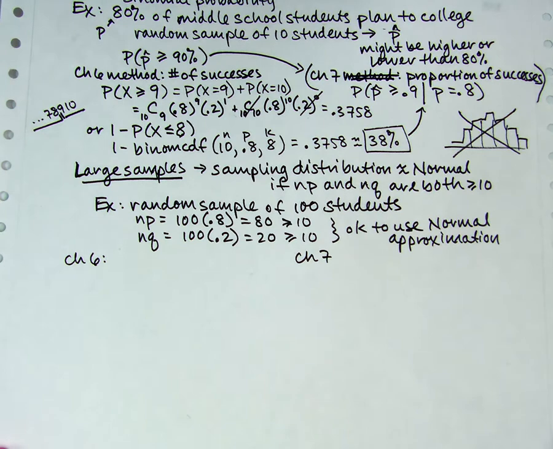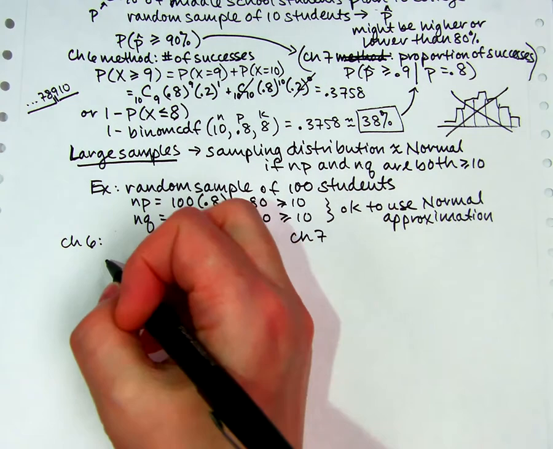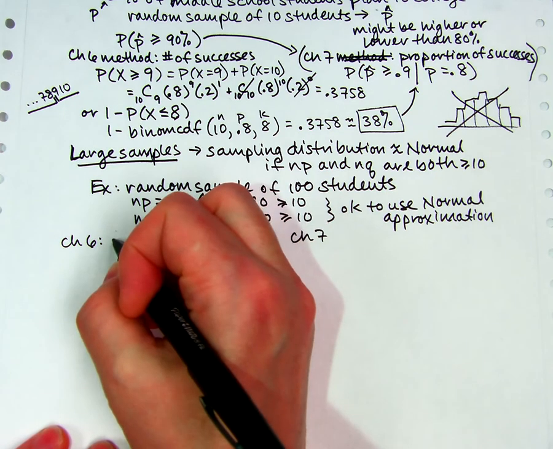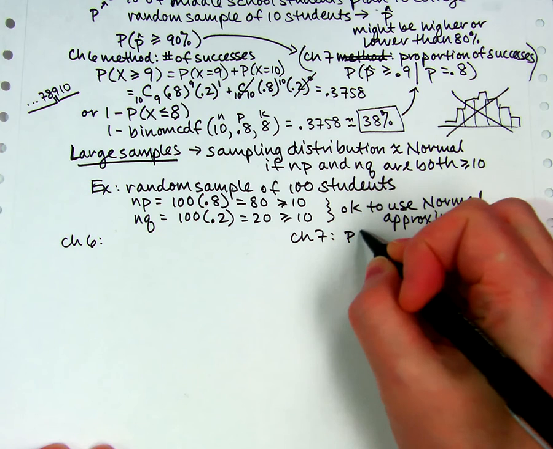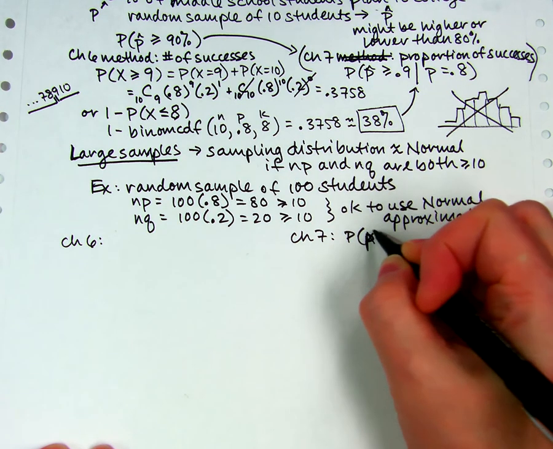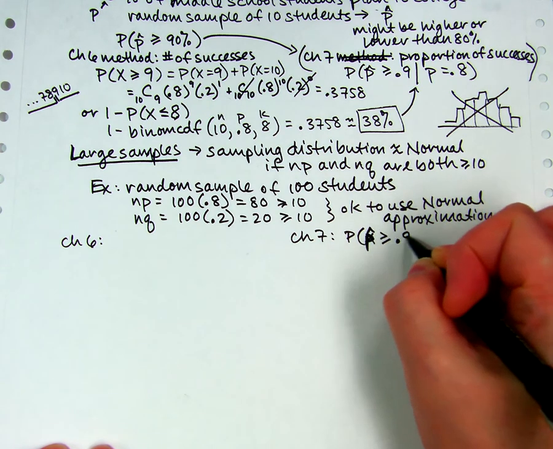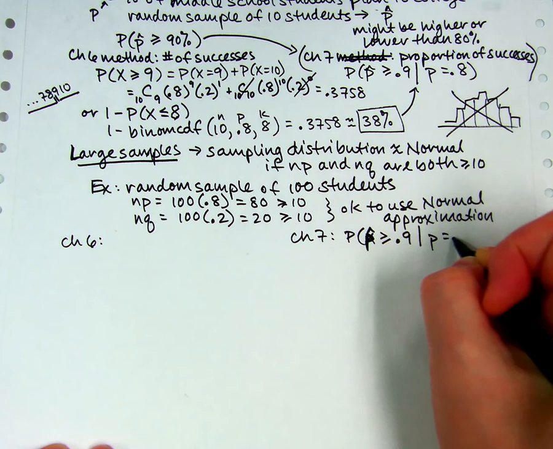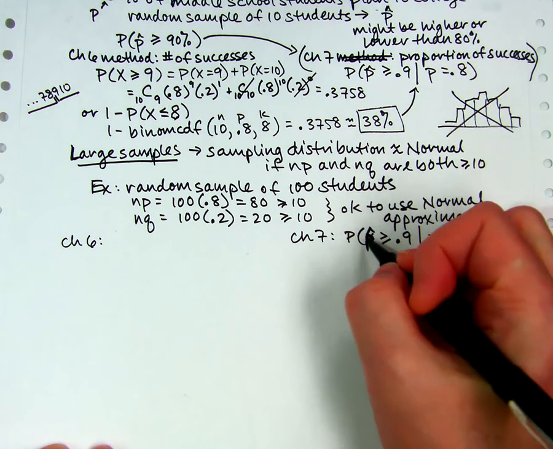You don't have to write down the Chapter 6 method if you don't want to. But Chapter 6, you would think to yourself, I'm trying to find the probability. Actually, let me do the Chapter 7 setup first. You're going to do the probability that not x, but p hat. Yeah, that's the difference. So the probability that p hat is greater than or equal to 0.9, given that p equals 0.8. Same exact question we asked before, except now we're going to do it with the normal approximation.